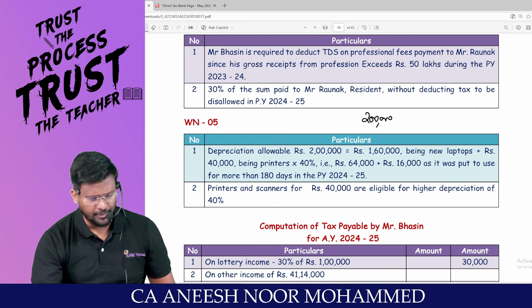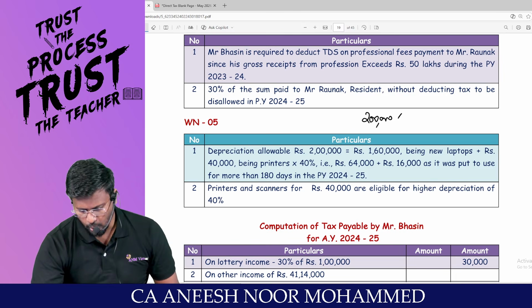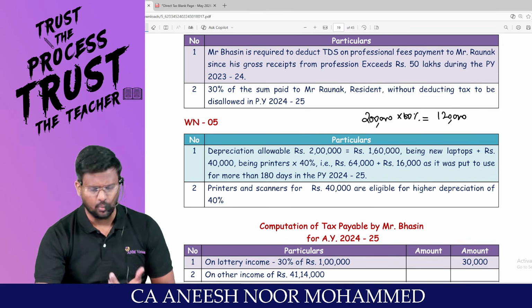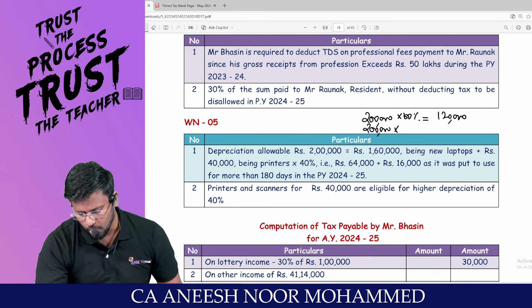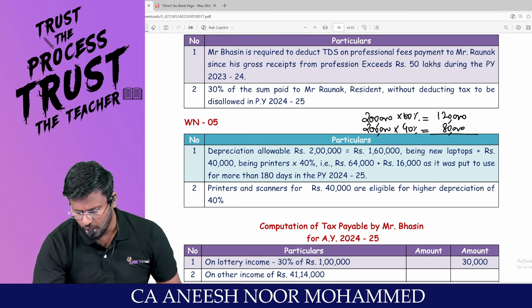No, what is the amount of depreciation they have charged? P&L account debited. So 2 lakh into 60% comes to 1,20,000. That much is not allowed. Only 2 lakh into 40% is allowed. That comes to 80,000. So extra depreciation of 40,000 should be added back.